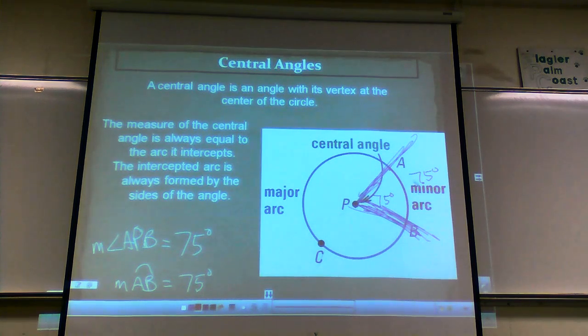But like I said, in turn, if I know this is 75, I can figure out what the rest of it is also. How could I figure out, just based on that, what the major arc is? For the other one, I could just do 360 minus 75, which is 285. So then I would know also the measure of arc ACB. The major arc is 285.